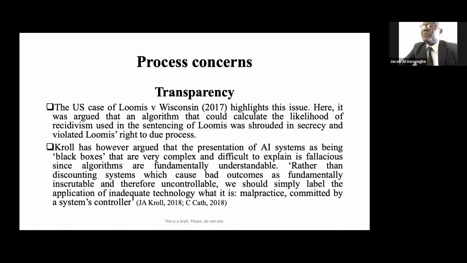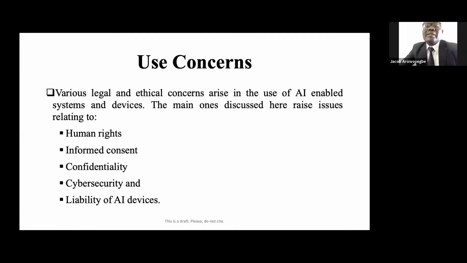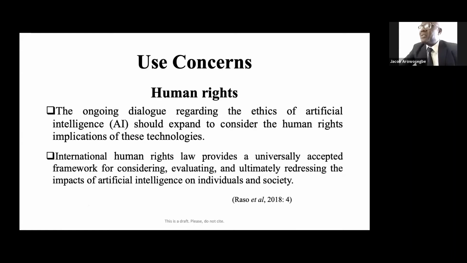Okay, I will move on to use concerns now. Use concerns. These are in the areas of human rights, informed consent, confidentiality, cybersecurity, and liability of AI devices. I might not really be discussing cybersecurity here, but human rights first.